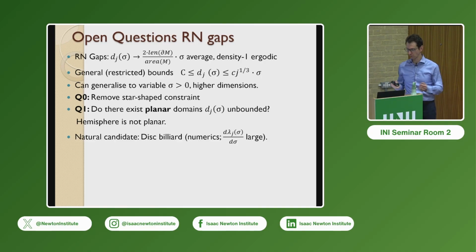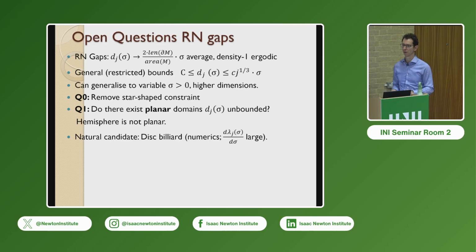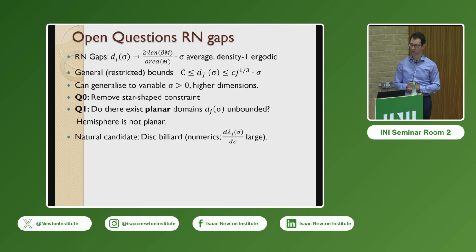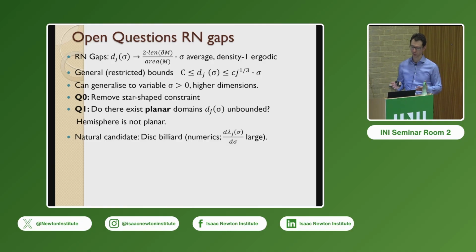We have the unboundedness of Robin-Neumann gaps for the hemisphere, but this is not a planar domain. A natural candidate for such unbounded Robin-Neumann gaps would be the disk billiard. We've seen some numerics for the disk billiard in the very first picture, and seemingly it's not bounded. And we have another argument. Basically, the whispering gallery mode attains a very large growth for this derivative. I'm going to discuss it in the third part of my talk if I get there.